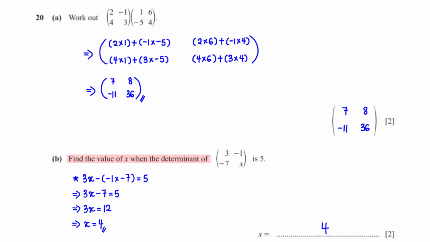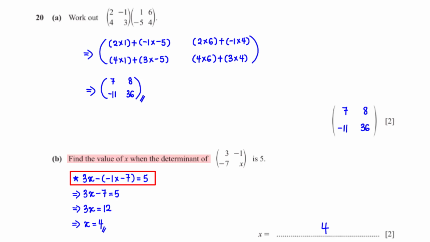Find the value of x when the determinant of the matrix [3, -7; -1, x] is 5. To get the determinant of the given matrix, we subtract the product of the minor diagonal, which is negative 1 times negative 7, from the product of the major diagonal, which is 3x. This is equal to 5.